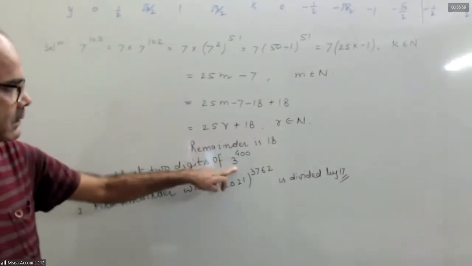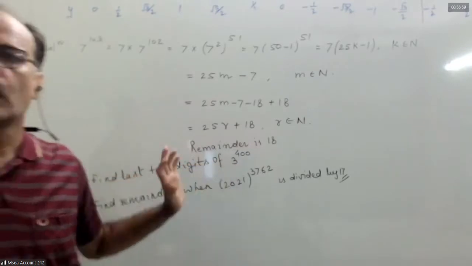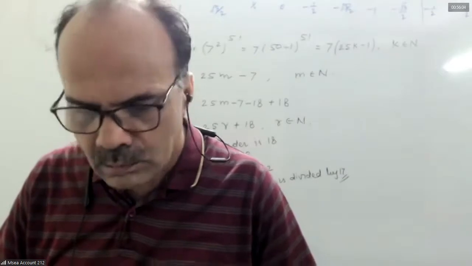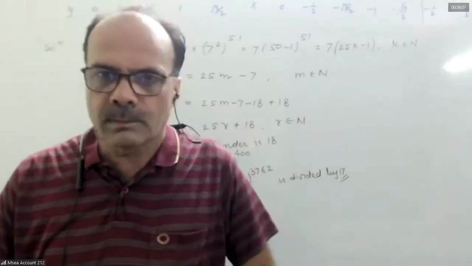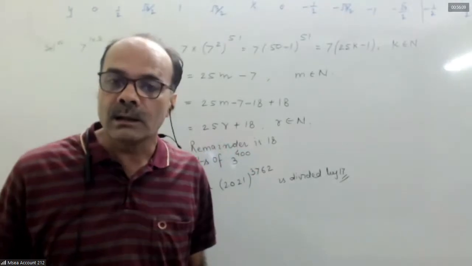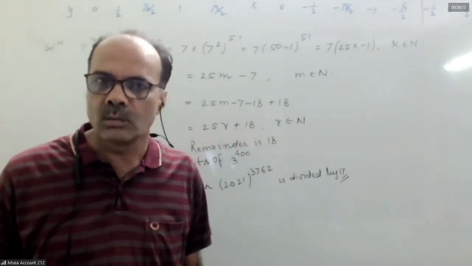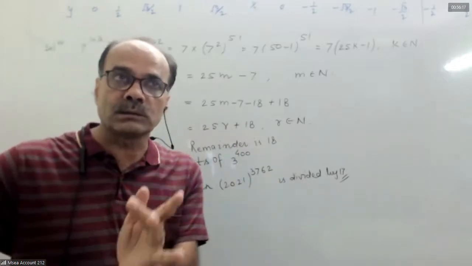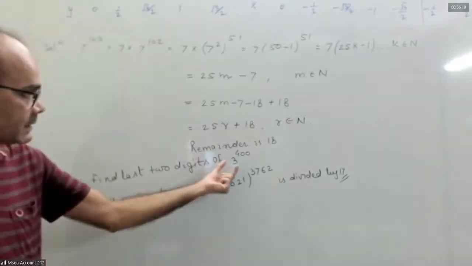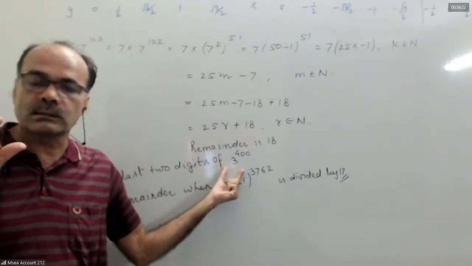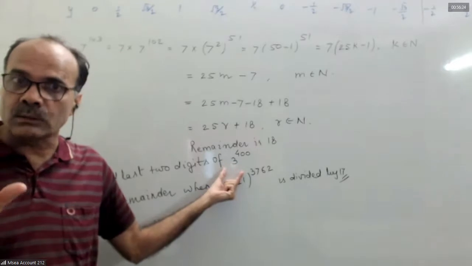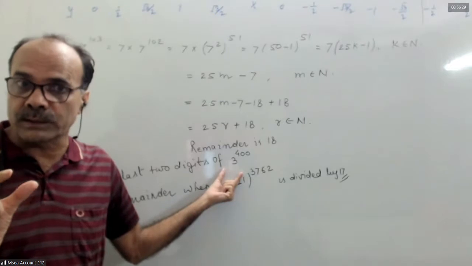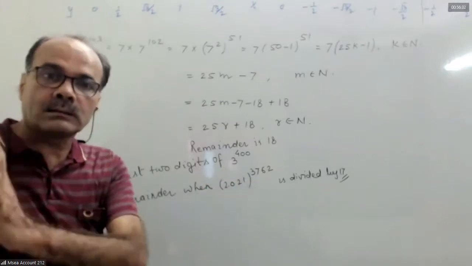Any idea about this, 3 to the power 400? Is the answer 81? Answer is 81, 8 and 1. 1 and 0, sir. See, whenever we want to find the last digits, or last two digits, or last three digits, write the base number, split it as a sum of two terms, and one term should be a multiple of 10, so that it will have 0.